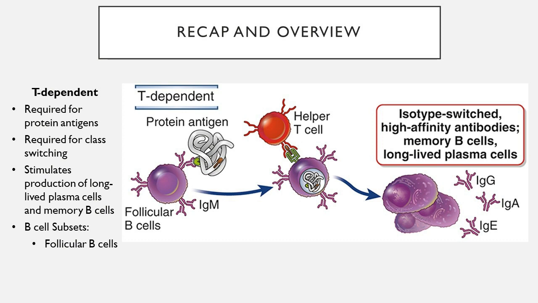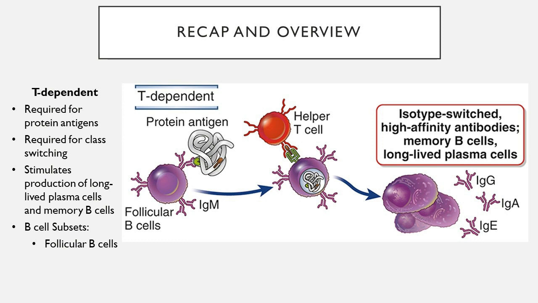So even though we learned about the helper T cell roles in macrophages, neutrophils, eosinophils, and whatnot, it was here where they originally got the name helper. So anyways, T-dependent is required for all protein antigens. Yes, B cells can recognize peptides and proteins, but they need helper T cells' help in order to process those protein antigens and get activated.